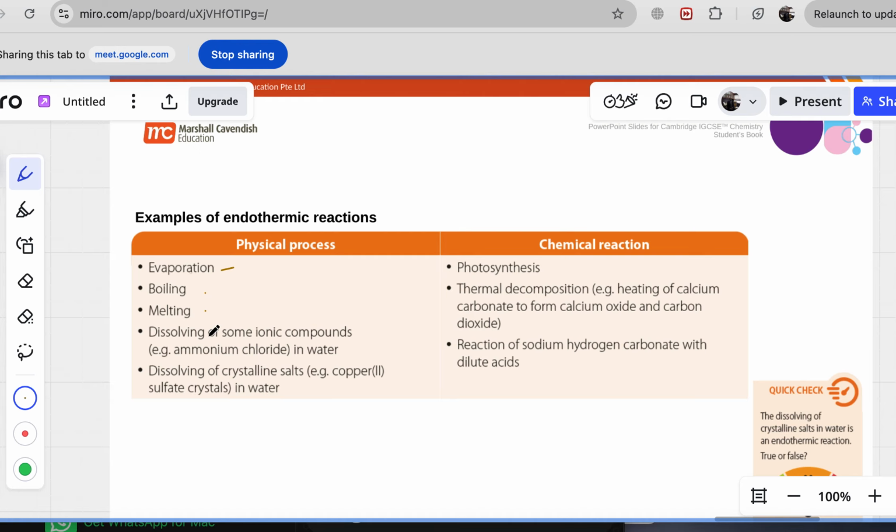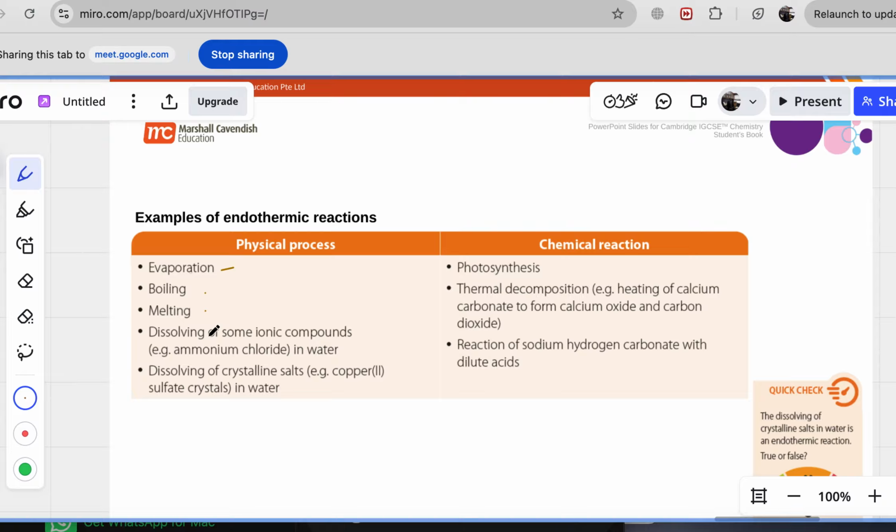Reaction pathway diagram for endothermic reaction. I think we've already explained this one. If the product is higher than the reactant, it is endothermic. If the product is lower, it is exothermic. Okay, take a look at it.